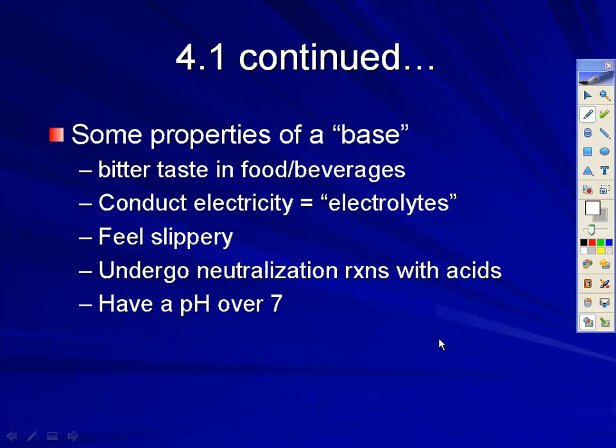Bases have a pH over 7. So on the pH scale, the highest recognized pH is 14. So above 7 to 14 would be considered basic. There's a common misconception that bases are less dangerous than acids, and that's not true. It just seems to be that bases are less common in things that are known to be dangerous, but bases can be just as dangerous as acids.